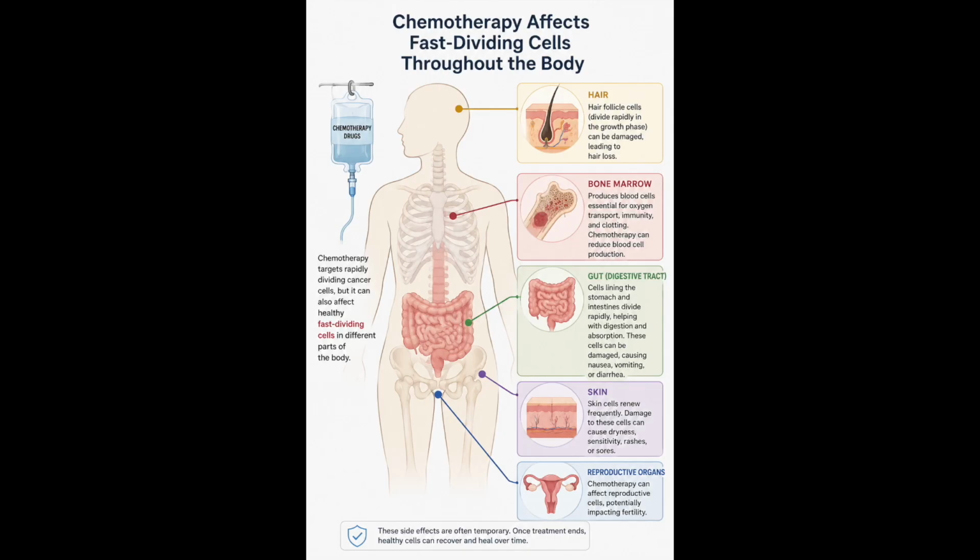Chemotherapy primarily targets cells that divide rapidly. Fast-growing healthy cells can also become collateral damage, which includes bone marrow cells, hair follicles, our main focus of today's video, cell lining of the digestive tract, reproductive cells, skin and nail cells.